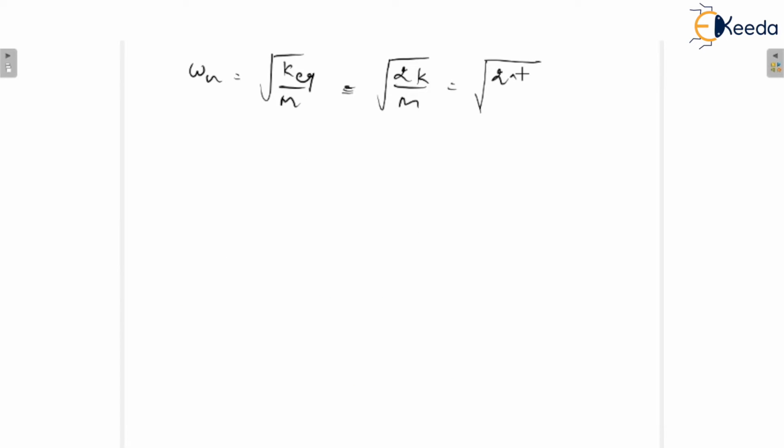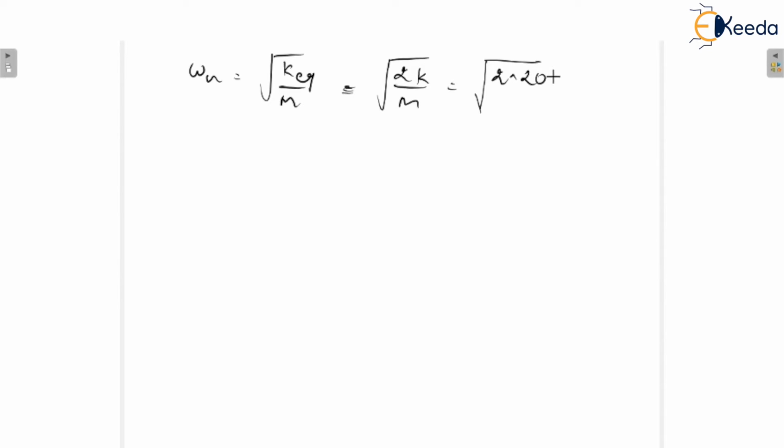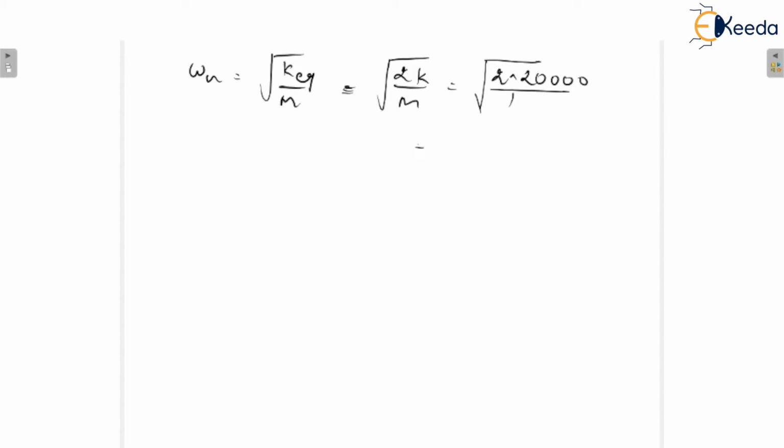So if you put here 20, but here this is kilonewton per meter, you just have to convert it to newton, upon mass. Mass is 1 kilogram. Okay, so when you solve this, you will get the value of omega n, and that would come out to be 200. But this is radian per second.